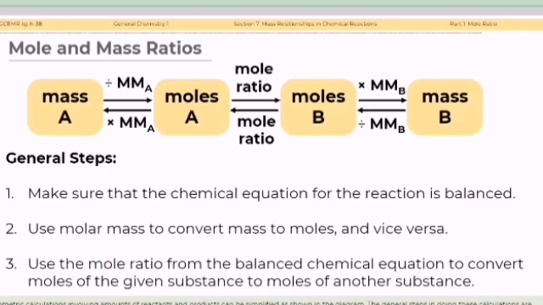Stoichiometric calculations involving amounts of reactants and products can be simplified as shown in the diagram. The general steps in doing these calculations are: first, make sure the chemical equation for the reaction is balanced. Second, use molar mass to convert mass to moles and vice versa. Third, use the mole ratio from the balanced chemical equation to convert moles of given substance to moles of another substance.